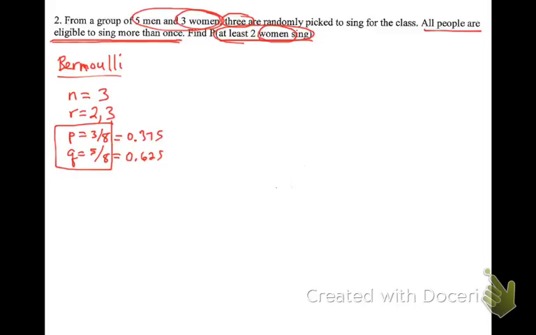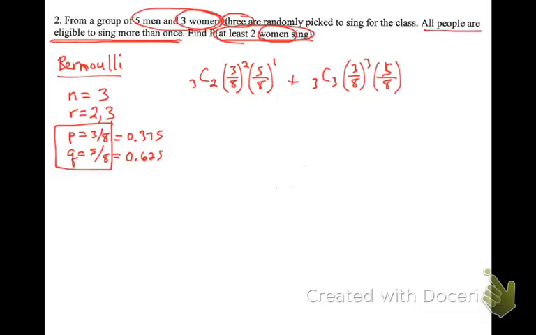So using Bernoulli, we have 3c2 times 3/8 to the 2nd power times 5/8 to the 1st power. Okay, we're going to add that to 3c3 times 3/8 to the 3rd power times 5/8 to the 0th power. Remember, those exponents must add up to your n value. And that first exponent of each of them is going to be the same as your r value. Okay, so let's calculate what these are going to be.